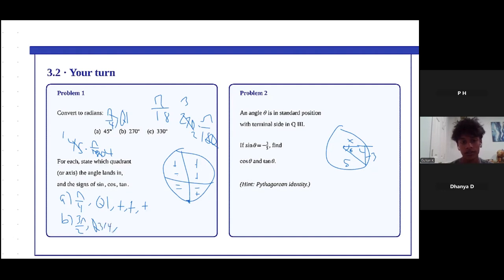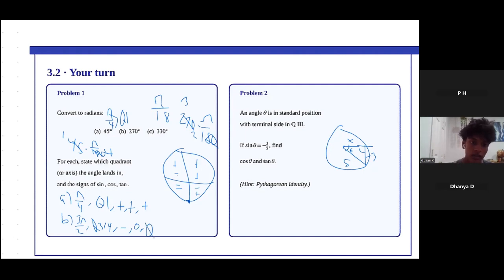And then the sine for this is going to be negative, -1 specifically. The cosine for this is going to be 0. So I'm just going to write 0 because it can't be positive or negative. And the tan is going to be undefined because the cosine is 0. So that's how you write undefined.